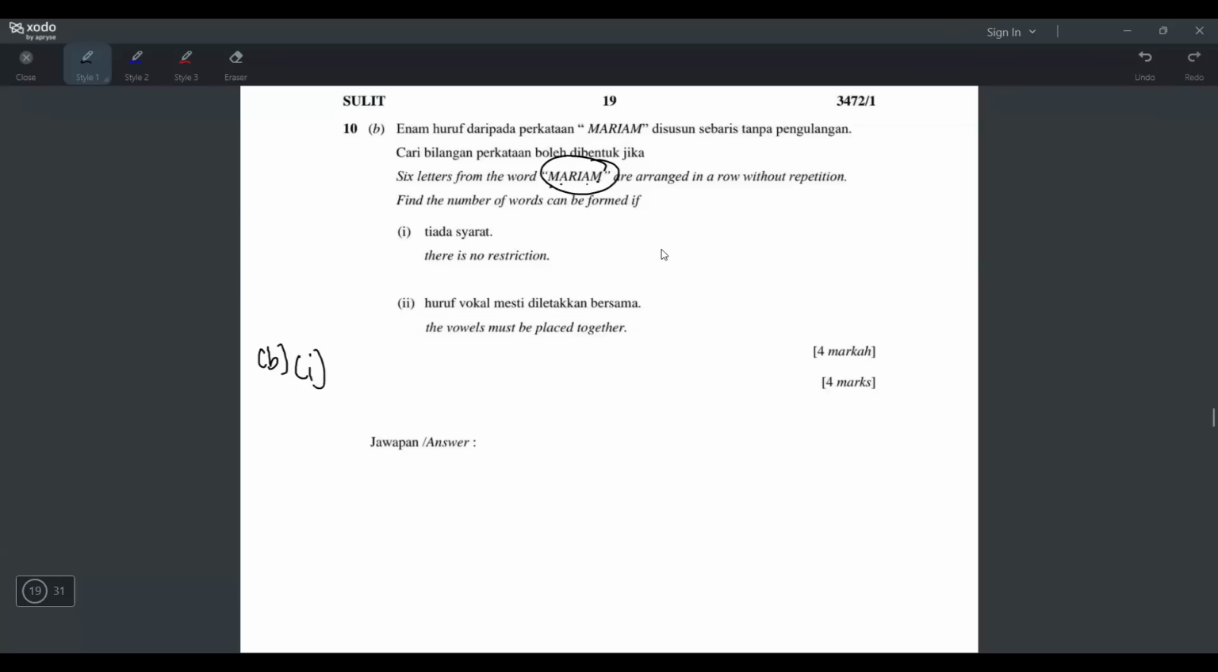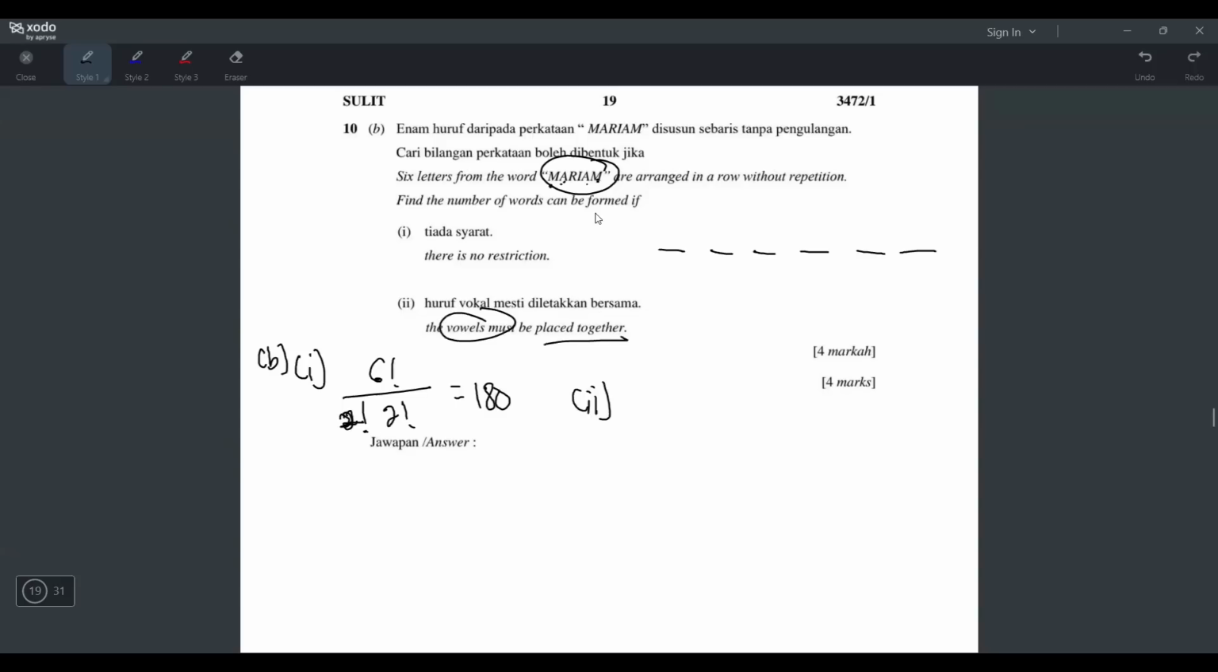Very easy. So I will draw 6 slots and then Mariam. Arranging 6 letters, it will be 6 factorial. But there is a repetition here, MMAA. So MM means the number of identical objects is 2, so divide by 2 factorial. And the AA is also identical, so divide by 2 factorial. If you press this in your calculator, you will get 180. So this is your answer. Okay, second question.